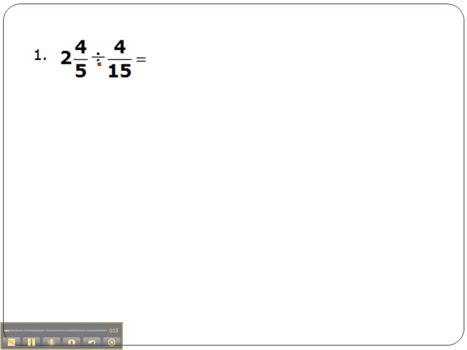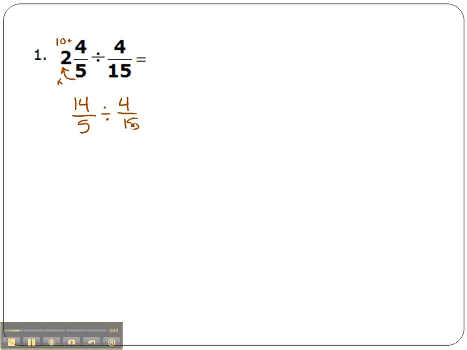This first problem is 2 4/5 divided by 4/15. First thing we need to do is change this mixed number to an improper fraction. So 5 times 2 is 10, plus 4 is 14. So 14 over 5 divided by 4 over 15. Remember, we're going to do one step at a time. I'm not going to change that to an improper fraction and change this to multiplication all in one step. We just do one step at a time, just like when we're doing order of operations.